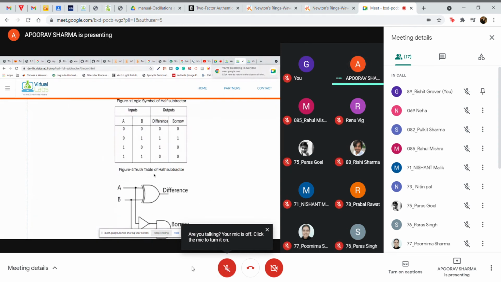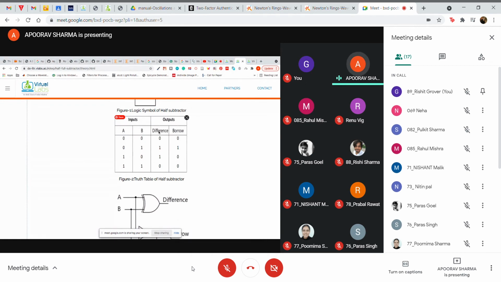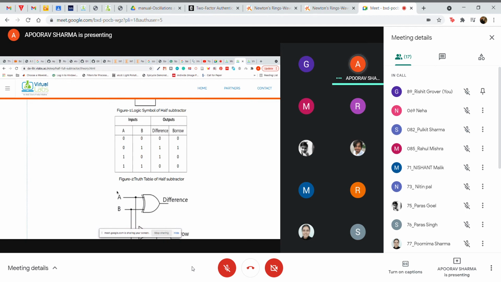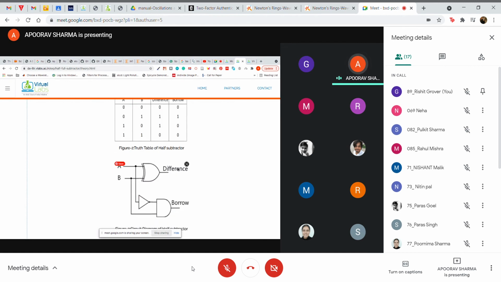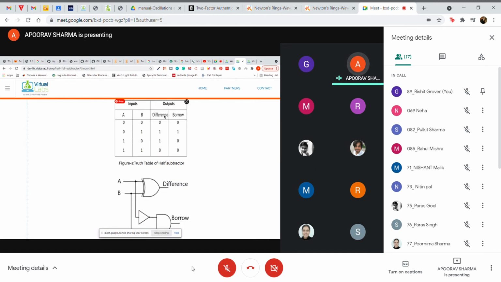Okay. So after this difference operation, what you have to do is deduce the Boolean expression for difference and borrow. You have to calculate your Boolean expression so as to draw your circuit. Once you have figured out the difference and borrow, you calculate the Boolean expression, and after that you draw the circuit accordingly. If you look at the difference, it is very similar to your XOR gate, or half adder circuit.